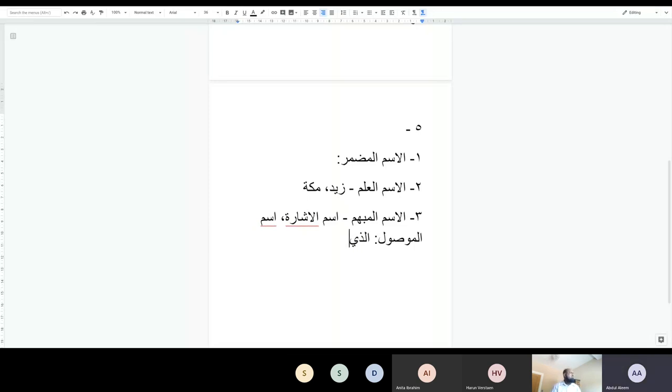So what do we mean by this? The ism al-ishara, like hada, hadihi, again, it is specific. You're pointing towards something very specific. Like you say, hada al-walad, ja'a hada, ja'a ha'ulai. You're pointing towards something specific. So it has to be ma'rifah. Again, alladhi has to be specific. Man ja'a, ja'a alladhi uhibbuhu. So here you're talking about someone specific. So it is ma'rifah.